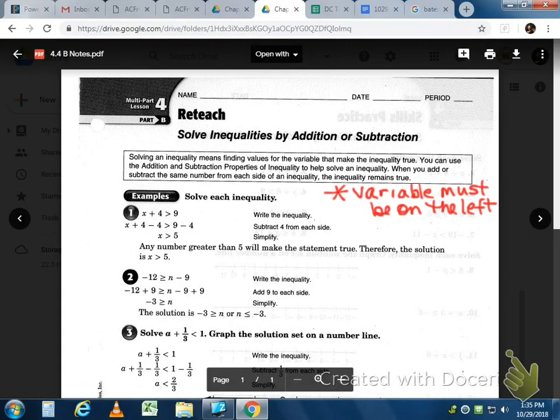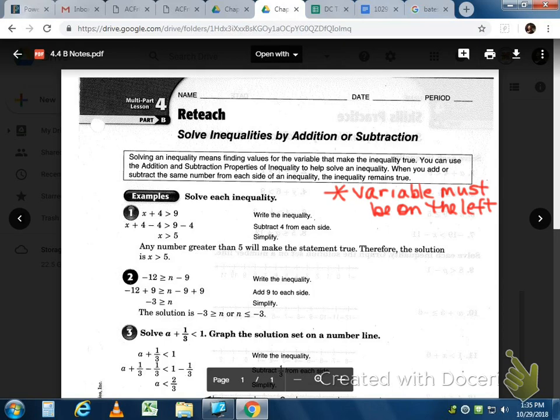Lesson 4.4b. Solve inequalities by addition and subtraction. Solving an inequality means finding the values for the variable that makes the inequality true. You can use addition and subtraction properties of inequality to help solve it. When you add or subtract the same number from each side, the inequality remains true.